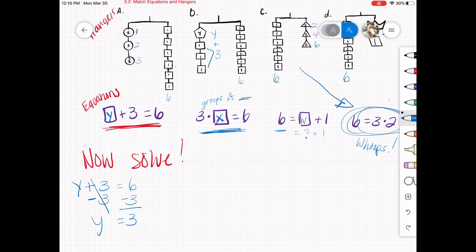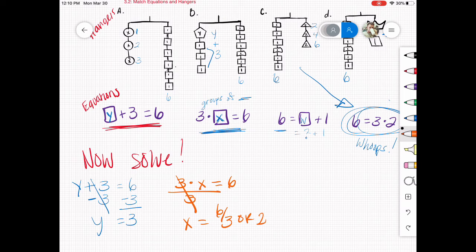Now we're going to do the same thing with 3 times x equals 6, except this time rather than subtracting, we're going to divide. So we're going to divide 3 on each side. So 3x divided by 3 is equal to x, and then 6 divided by 3 is equal to 2. So our answer for our second equation is x equals 2.